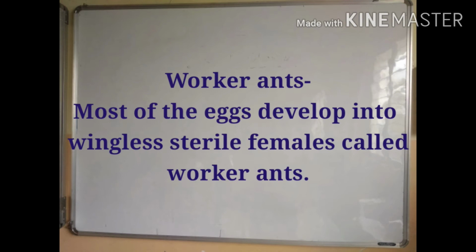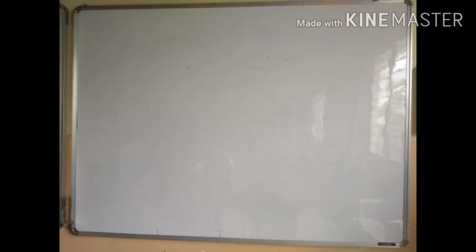Here we have to see the worker ants. Most of the eggs develop into wingless sterile females called worker ants. Here students, most of the eggs develop into wingless sterile females, means they do not have wings. So those are the worker ants. Now we have to see there are different types of worker ants in a colony.